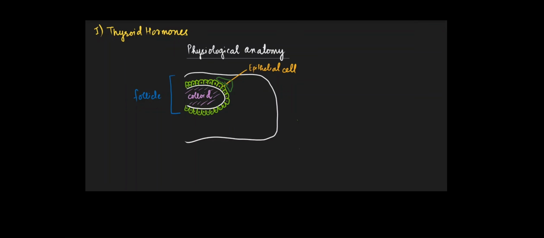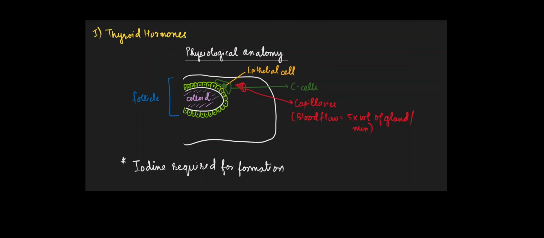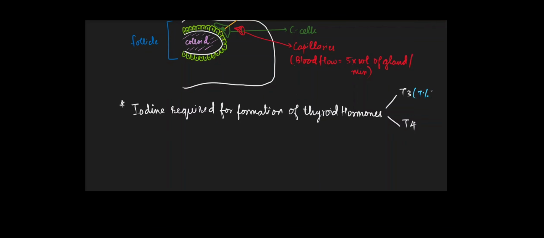Between the follicles, parafollicular cells secrete calcitonin, and the gland is richly supplied with blood, about 5 times its weight per minute. The thyroid secretes mainly thyroxine, T4, about 93%, and triiodothyronine, T3, about 7%, for the formation of which iodine is indispensable. Although secreted in smaller amounts, T3 is more active and potent.